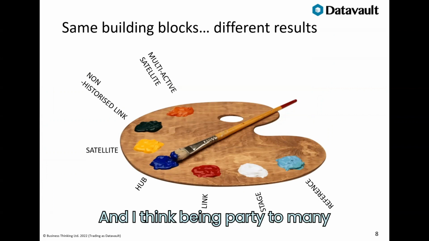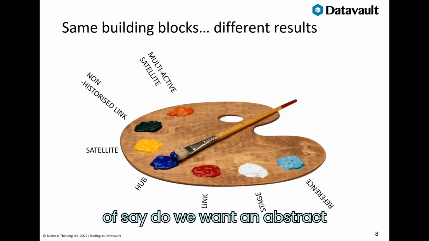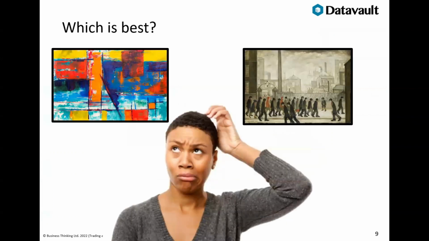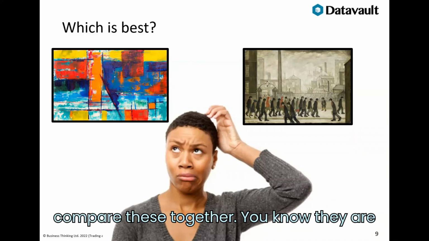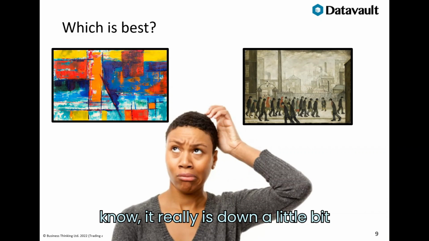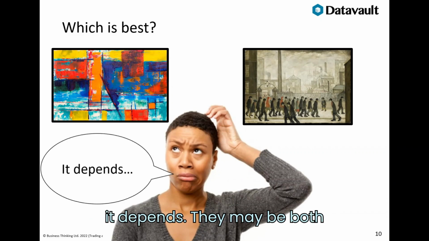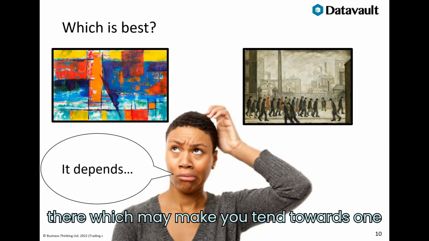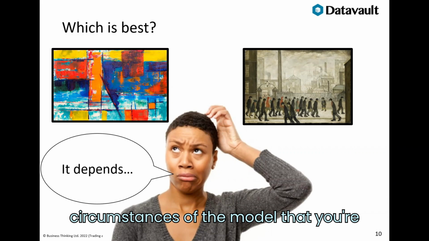And I've been party to many discussions in clients where they say, do we want an abstract model? Do we want a more physical model? Which is the best? Well, just like art, you can't really compare these together. They are both representations. They may even be painting the same scene for all you know. It really is a little bit down to taste. So the answer really is it depends. They may be both mathematically equivalent to each other, but there are other factors involved which may make you tend towards one or the other, depending on the circumstances of the model that you're working with.